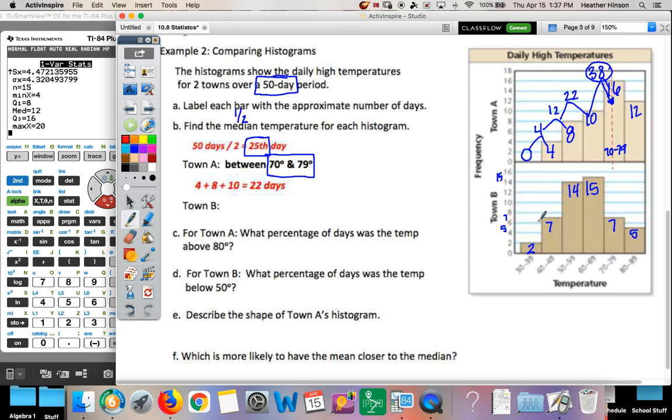So we can do the same thing for town B. 2 plus 7, that's 9 days. We need to reach 25. So add our 14. It's 23 days. So we need to go a little over 14, so we need to go to the next box. That'll give us 38, which is too much, but that means we passed 25 in here. So 25 is going to fall in this box, which happens to be 60 to 69. So between 60 to 69 degrees.